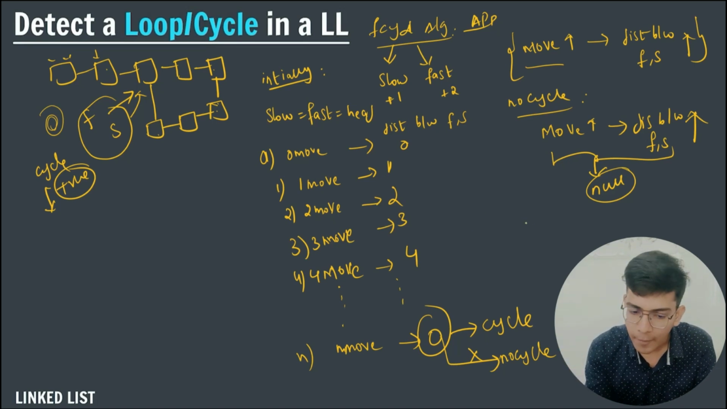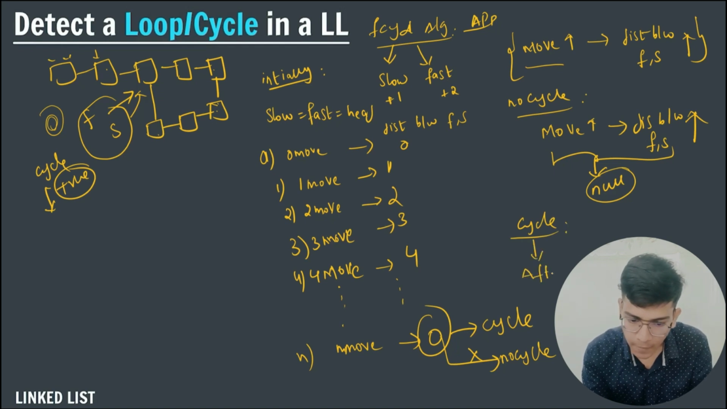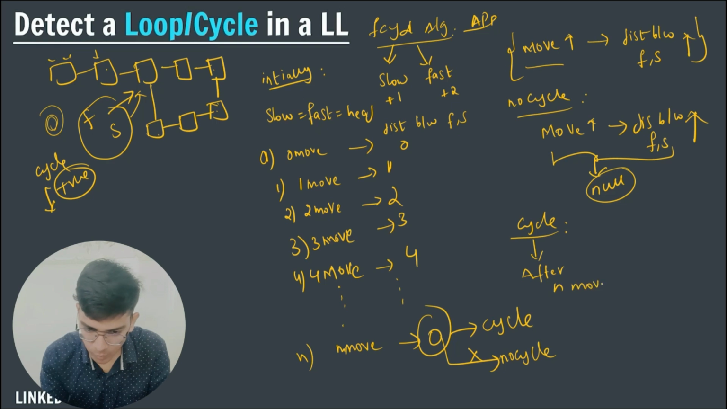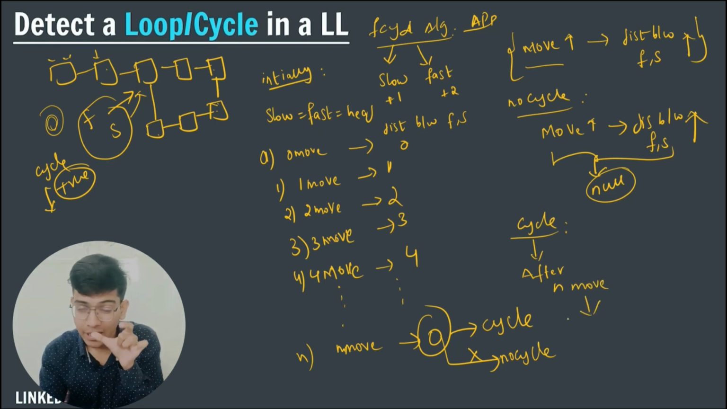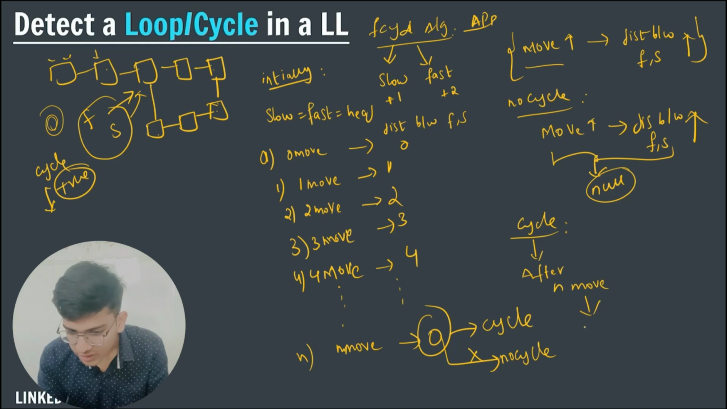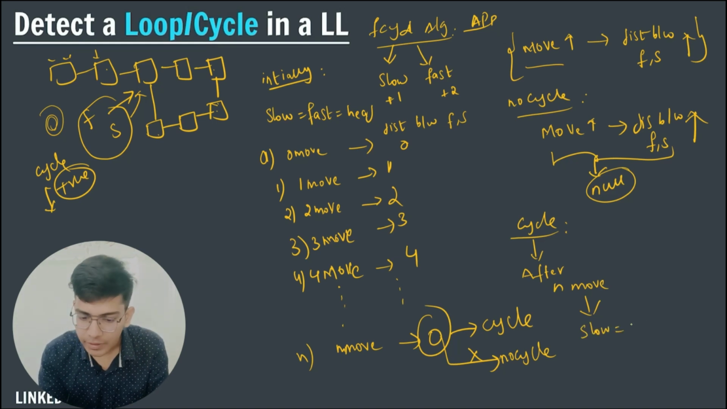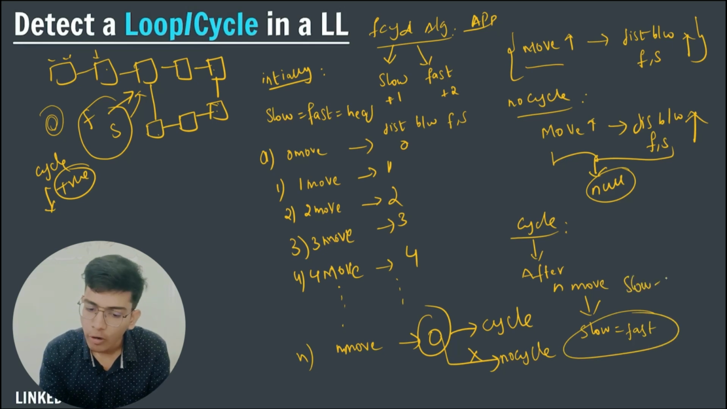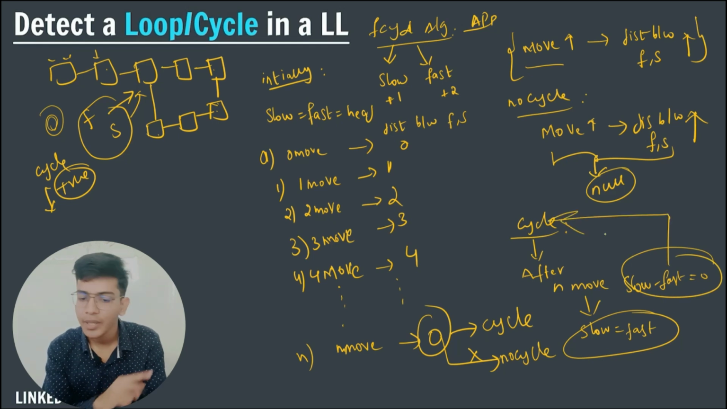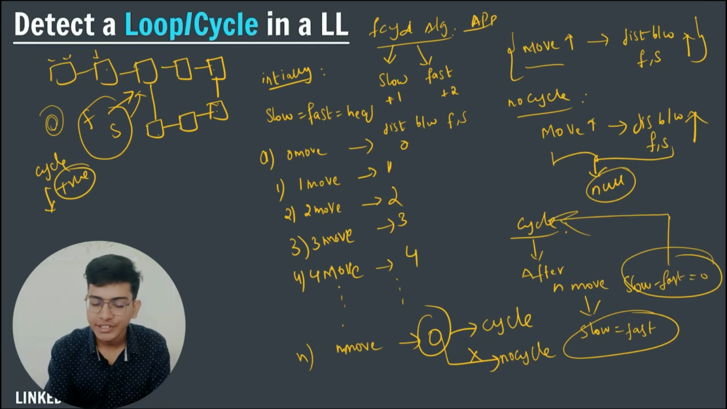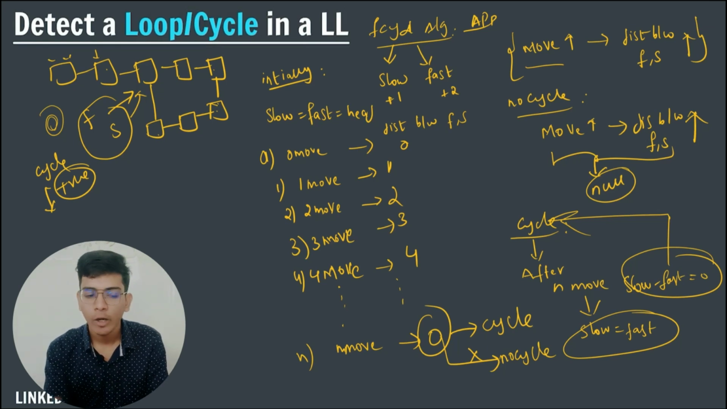So if there is no cycle, then it must have a null. These iterations will continue until I hit my null. If there is a cycle, then after n moves, I will definitely hit a case. At that particular case, my slow will become my fast, and slow minus fast will become 0. If this becomes 0, then there is a cycle in my linked list. This logic is known as Floyd's cycle detection algorithm. I hope you got the point, and let us code this.